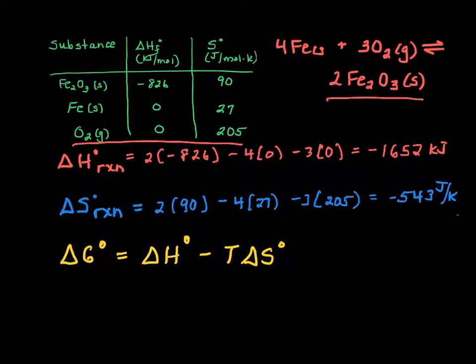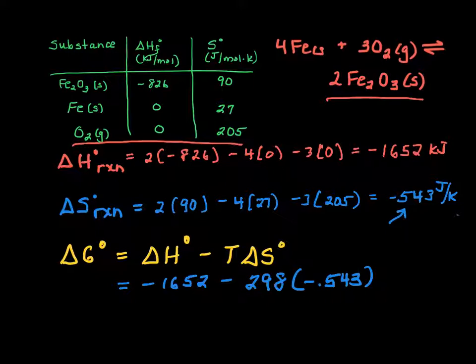Now we're going to go ahead and plug this into the Gibbs-Helmholtz equation, right? So we've got negative 1652 in kilojoules minus 298. Don't forget to use Kelvin. And then I have to change this to kilojoules. Okay, so negative 0.543 kilojoules per Kelvin. All right, and this is going to equal negative 1490 kilojoules.